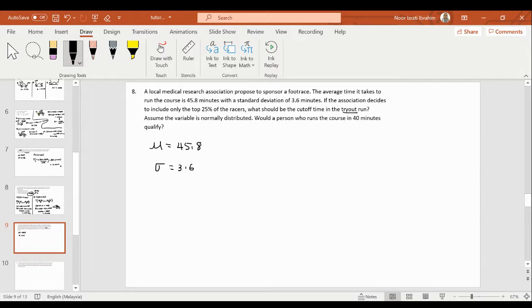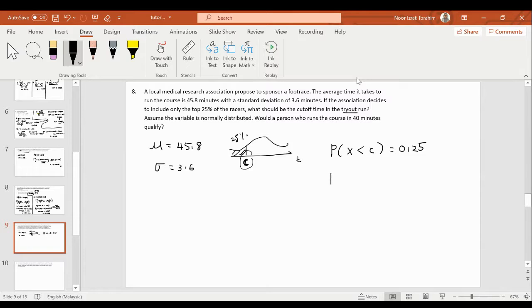So the top 25% in this case will be on the left side, because the lesser the time, the better. This is time, right? The lesser the time, the better. And we want to know the cutoff. Let's say the cutoff time is C. We want to know what the C value is. In this scenario, we are given the probability when X is less than the cutoff time is 0.25, 25%.